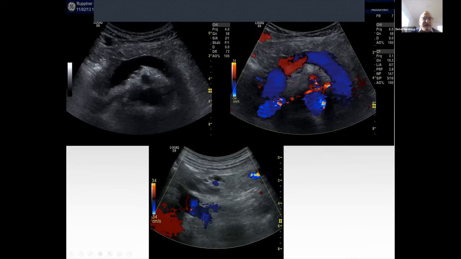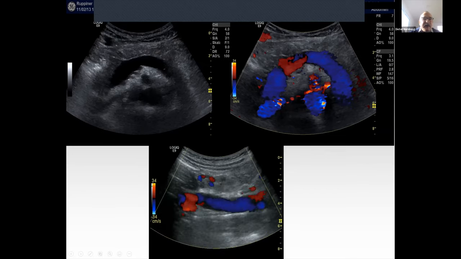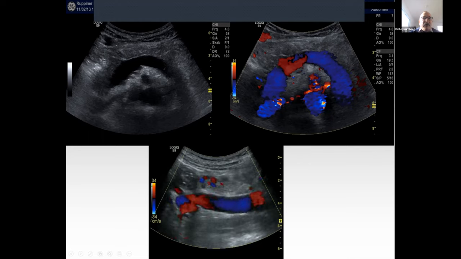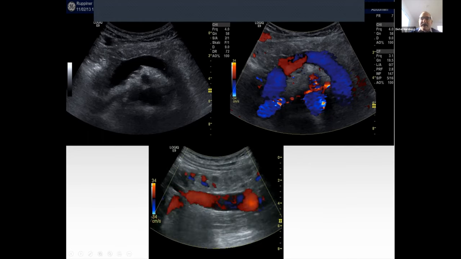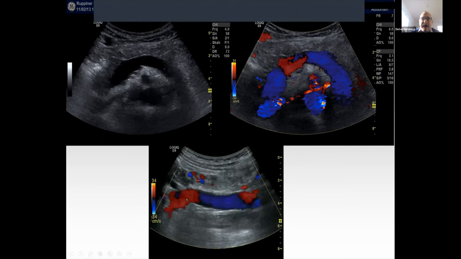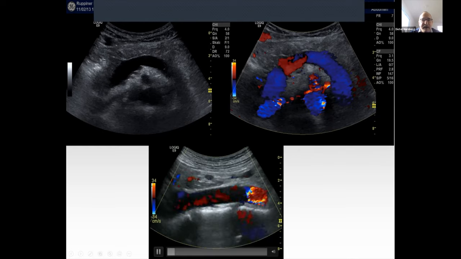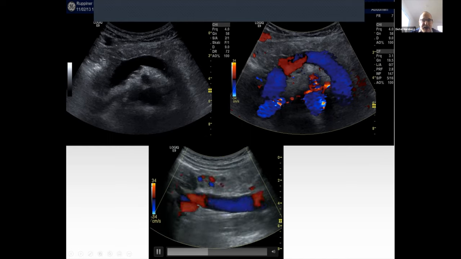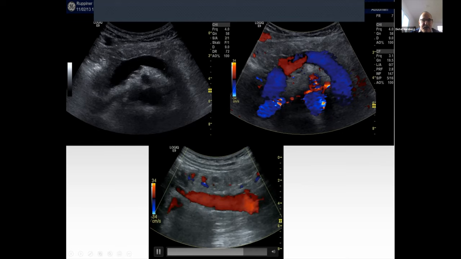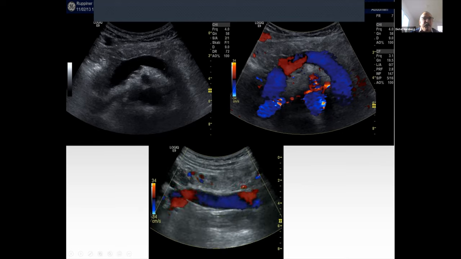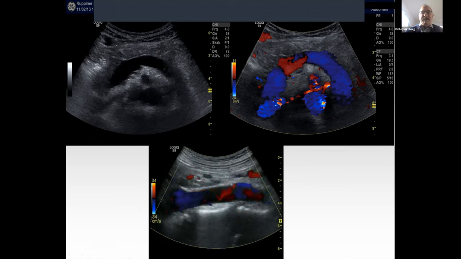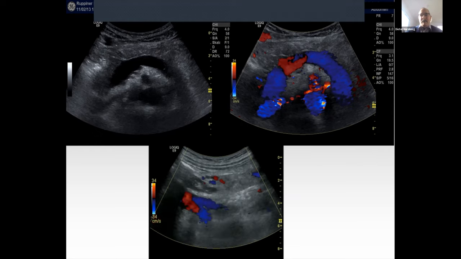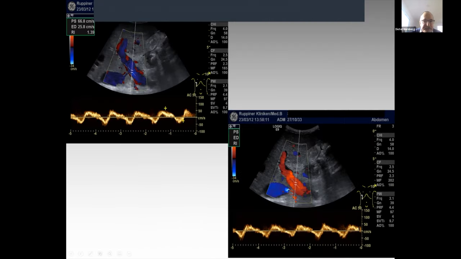Here is an example of a dilatation of the splenic vein. You can see it here also a little bit better in the color Doppler, and that is the situation: no compression, higher pressure in the superior mesenteric vein and the mesenteric vein here, and that is a very typical and specific sign for portal hypertension.